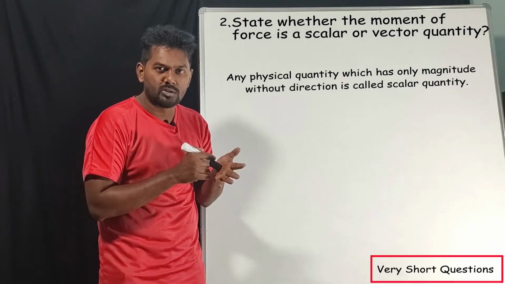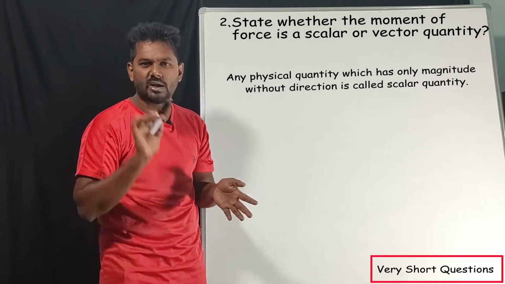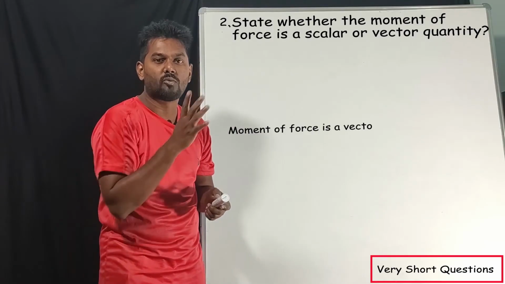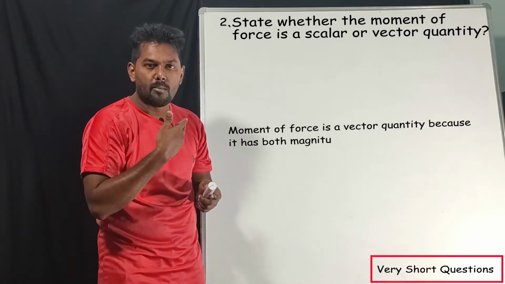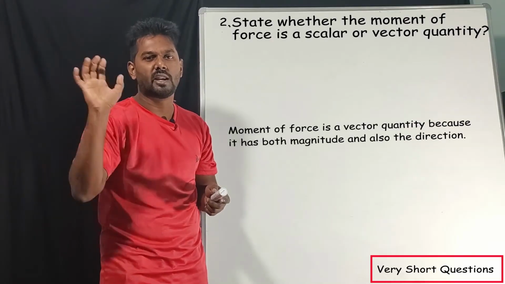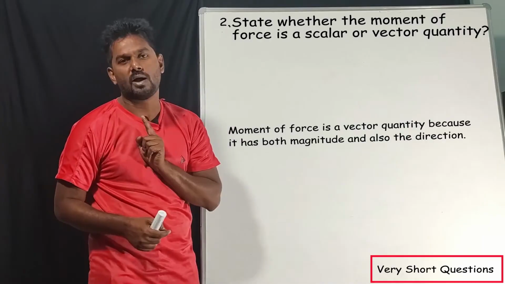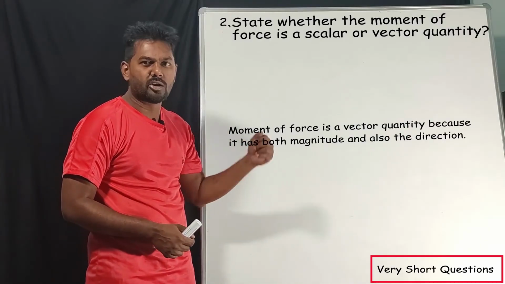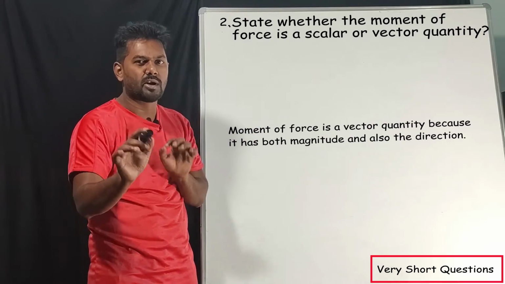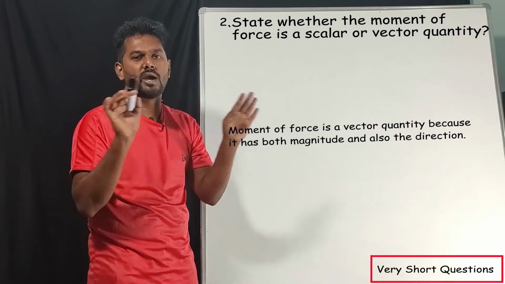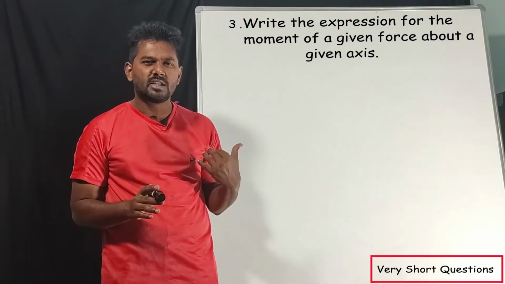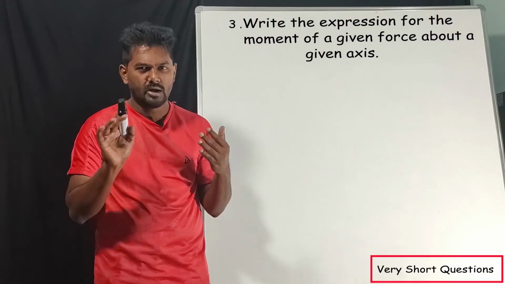Why? It has both. All those explanations are for your understanding. What you have to write in the exam: moment of force is a vector quantity. Why? Because it has both magnitude and also direction. If you write this, it is for a 2 mark question. Why is it a vector quantity? It has both magnitude and direction. If it is a scalar quantity, it has only magnitude, no direction. Write an expression for moment of force. Listen, that is nothing but a formula, correct, that we have discussed.